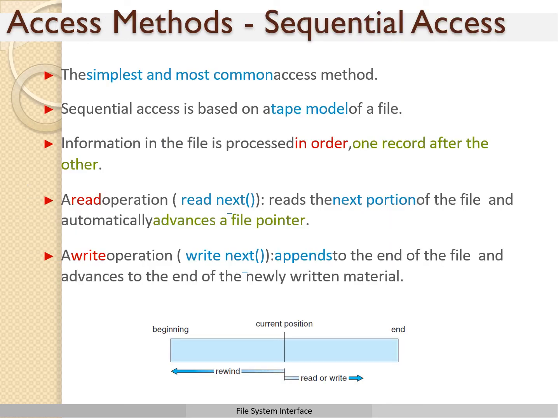The simplest and the most common access method is sequential access. Sequential access is based on a tape model of a file. Information in the file is processed in order, one record at a time. A read operation, that is read next, reads the next portion of the file and automatically advances the file pointer. A write operation, write next, appends to the end of the file and advances to the end of the newly written material.